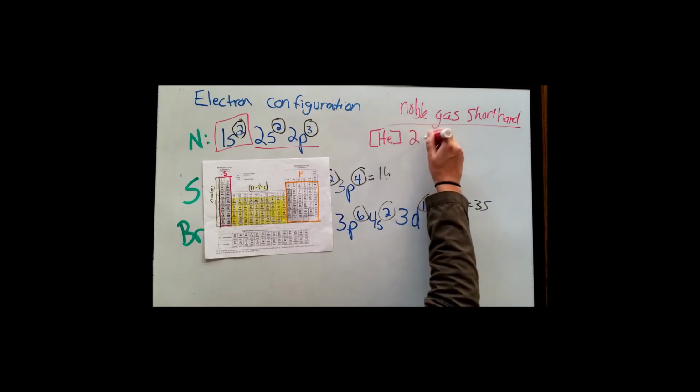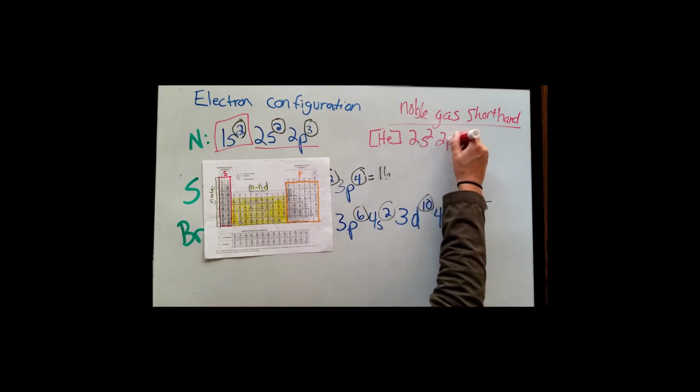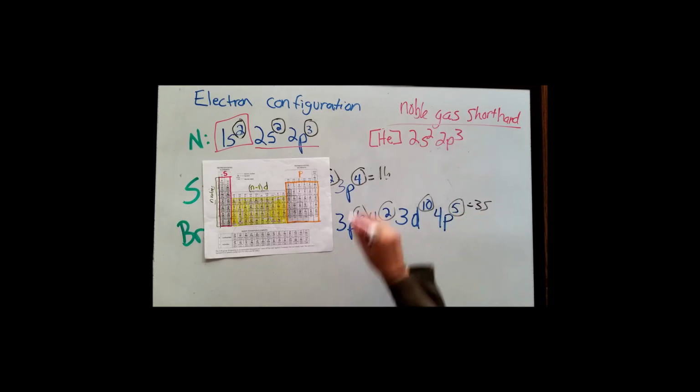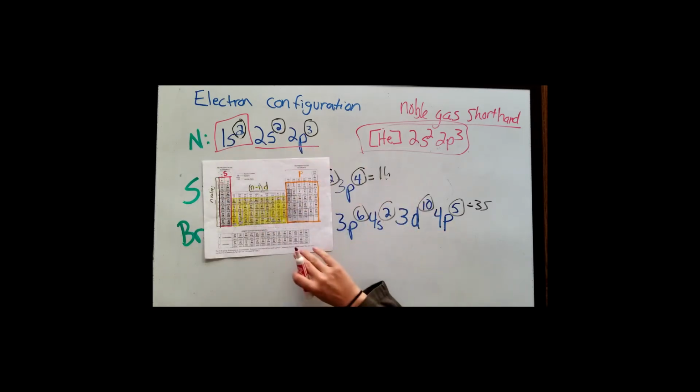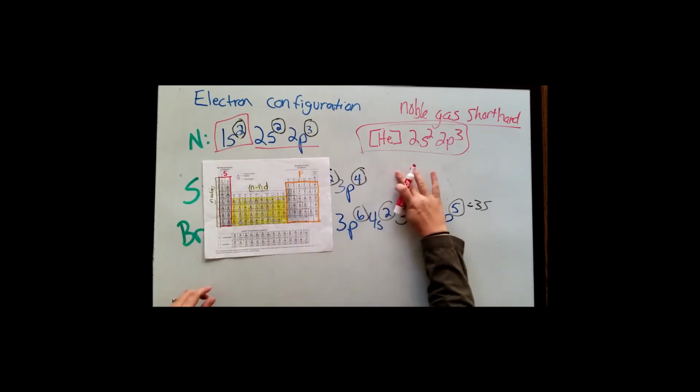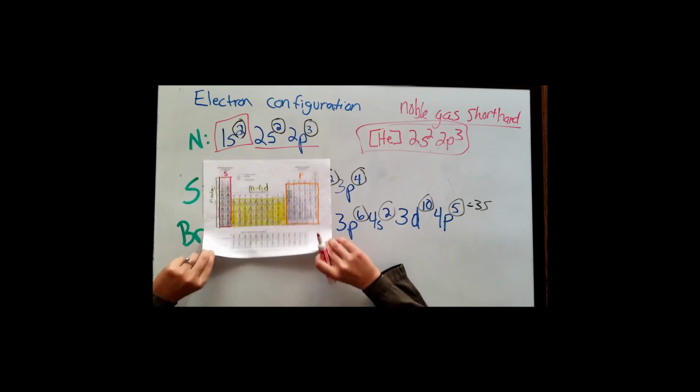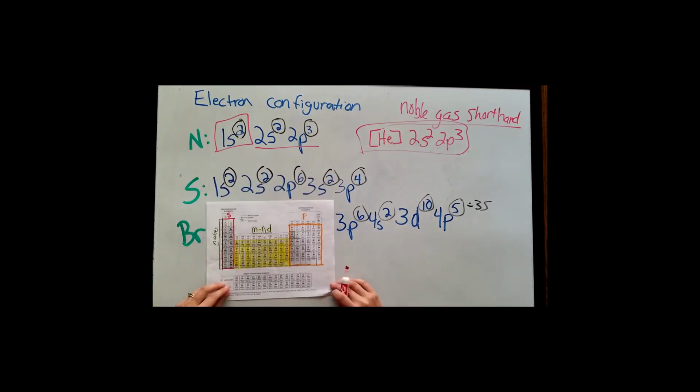So I still need to include the 2s2 and the 2p3. So this would be the shorthand way of nitrogen. Now I know it doesn't seem that shorthand, but nitrogen's a short one to begin with. So let's look at a longer one, and that one being sulfur.